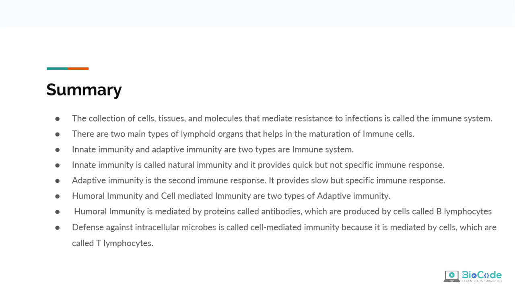Now we have two types of adaptive immunity, humoral immunity and cell-mediated immunity. Humoral immunity is mediated by proteins called antibodies. These antibodies are produced by B lymphocytes or B cells. Defense against intracellular microbes is called cell-mediated immunity because it is mediated by cells called T lymphocytes.